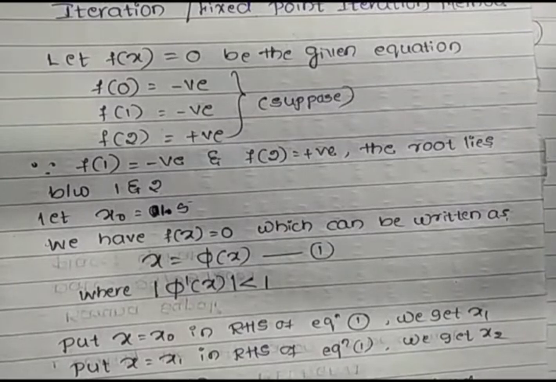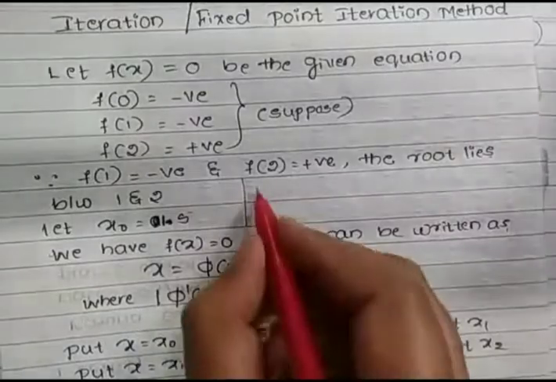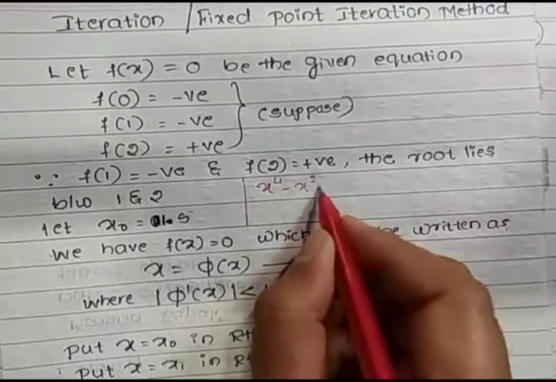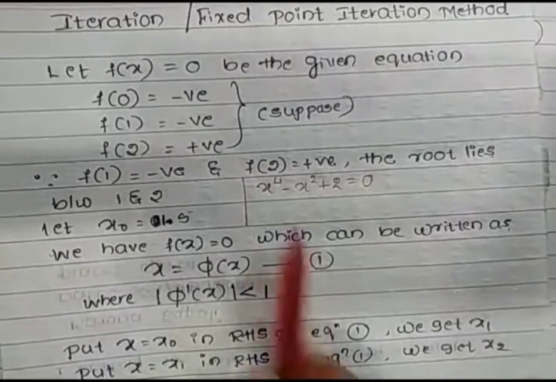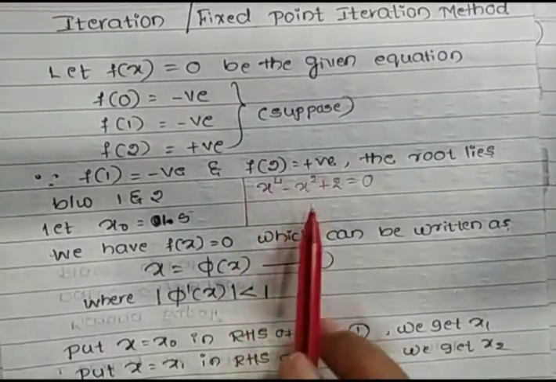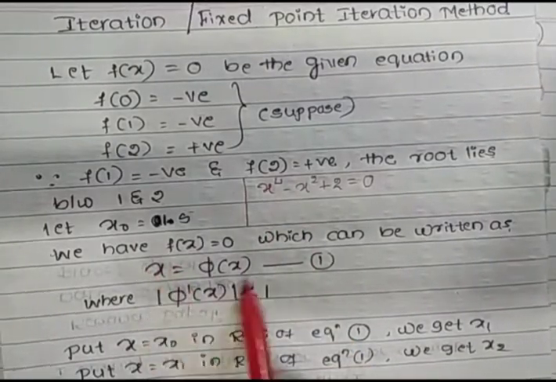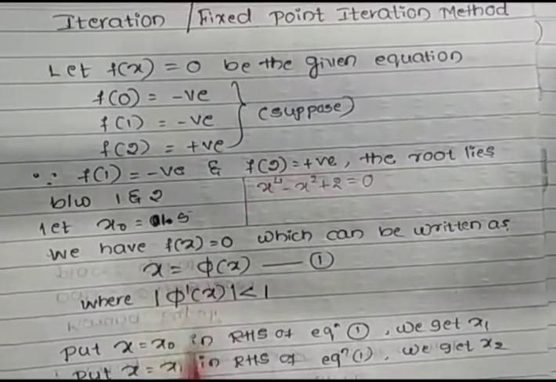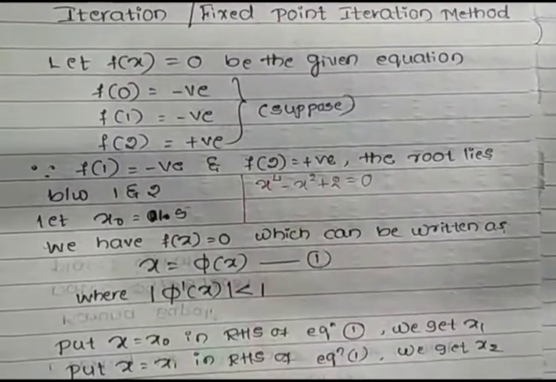In many different ways. We don't have any one particular method to write this one. For example, just observe here. Suppose I am considering the equation x raised to 4 minus x square plus 2 is equal to 0. This equation now I have to reduce to the form x is equal to pi of x. Now x is equal to pi of x means we need to express this in terms of x. So how can we express it?